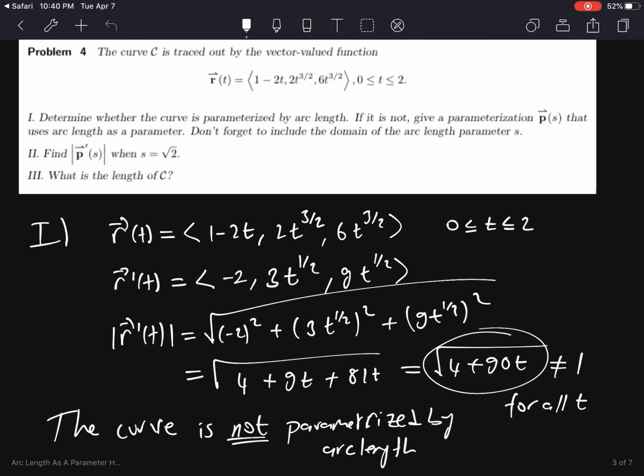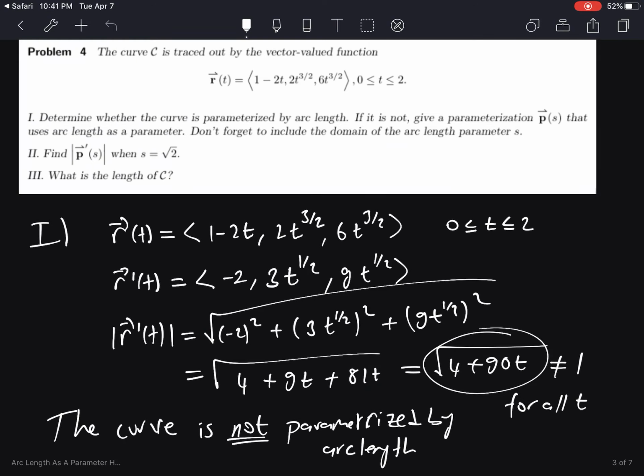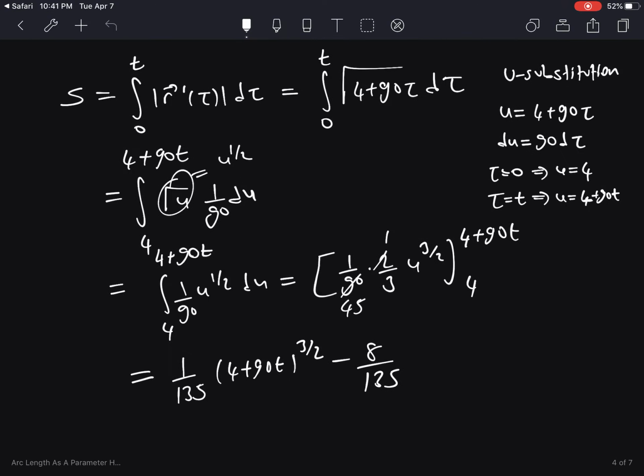Okay, now our curve is parameterized with r(t), and t was the parameter here, right? Now we know the relation between t and s, which is arc length. So if I want to parameterize by arc length, I should solve t in terms of arc length, which is s. I should solve t in terms of s, and then I should substitute t into r(t). Okay, so let's do that.